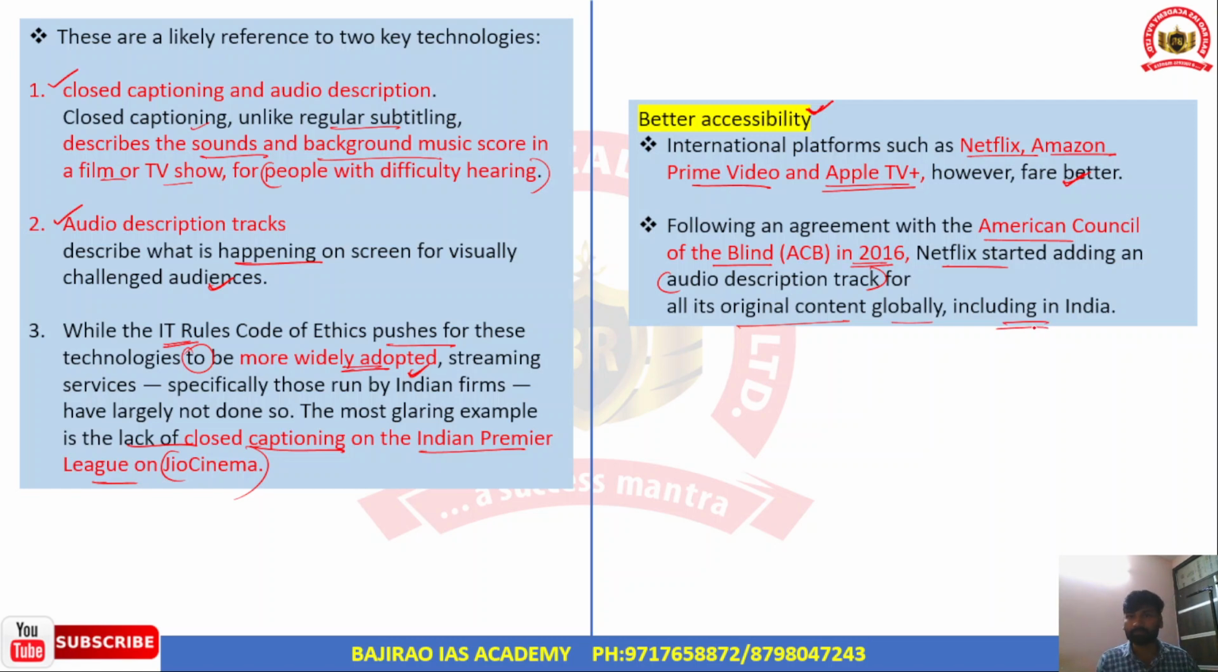However, despite following this, it is not up to the mark. They are not completely focusing on technologies that will make content accessible to disabled individuals. This is all about OTT platforms not making content accessible to disabled people, and thereby violating the IT Rules of 2021.